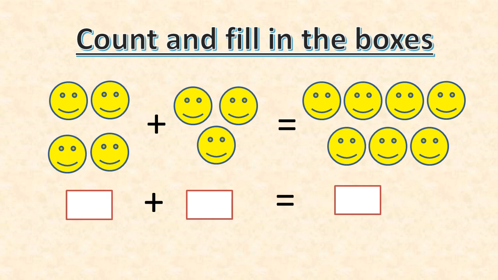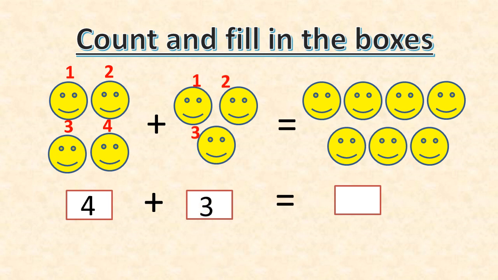Count and fill in the boxes. First we want to count the smiley balls. After that we want to fill numbers in the empty boxes. Let's try. Count with me. 1, 2, 3 and 4. So therefore we want to write 4 in the empty box. Then we want to add 3 more smiley balls with it. Count with me. 1, 2 and 3.